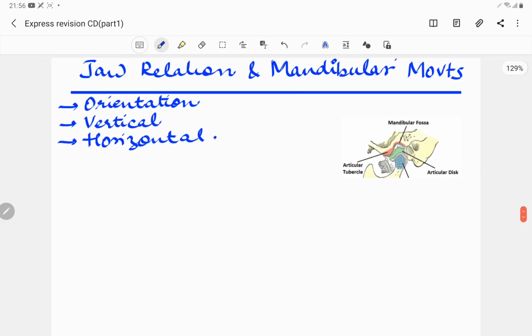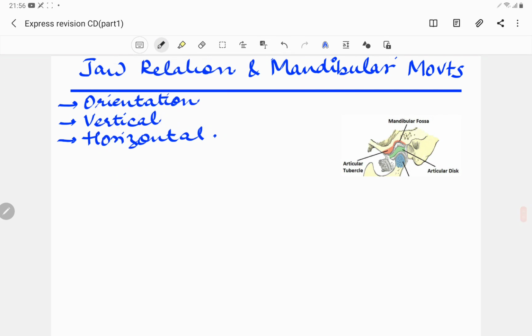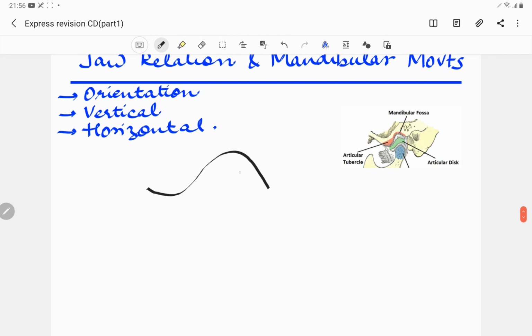Before that, we'll talk a little bit about the mandibular movements. So, this is the glenoid fossa, right? In the glenoid fossa, we have the condyle of the mandible. Suppose this is the condyle. What happens when the condyle is rotating to and fro like this? That means the condyle is not sliding or gliding. It is rotating on its own in this position itself, not changing its position.